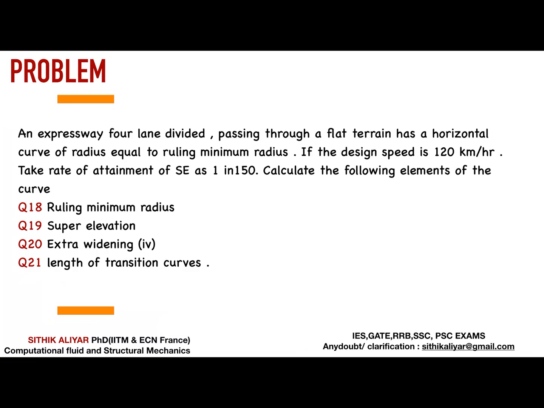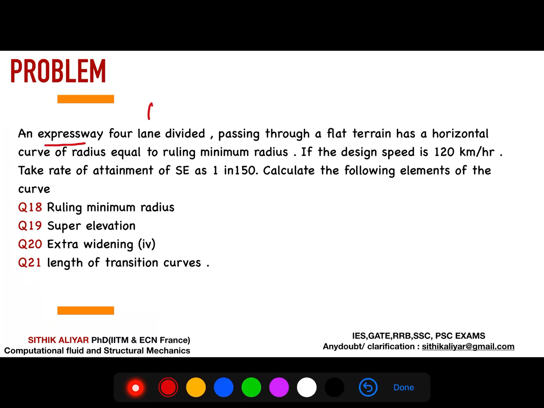So the first question: an expressway, 4-lane divided. Okay, so they have given 4 lanes passing through a flat terrain, which is nothing but a plain topography. It has a horizontal curve of radius equal to the ruling minimum radius. I hope we have solved some problems in the superelevation chapter to know how to determine this ruling minimum radius. Then they have given that the design speed is 120 km per hour, so V is also given, and take the rate of attainment of superelevation as 1 in 150, meaning for every 150 centimeters, 1 centimeter rise.